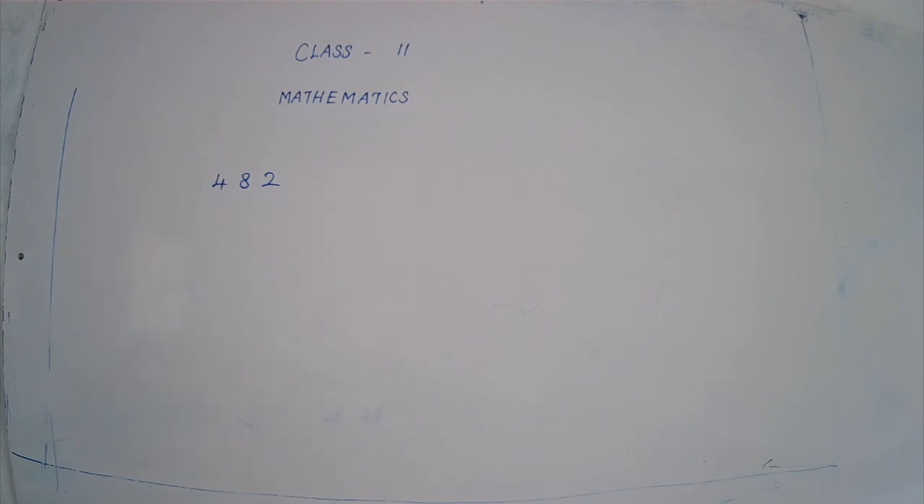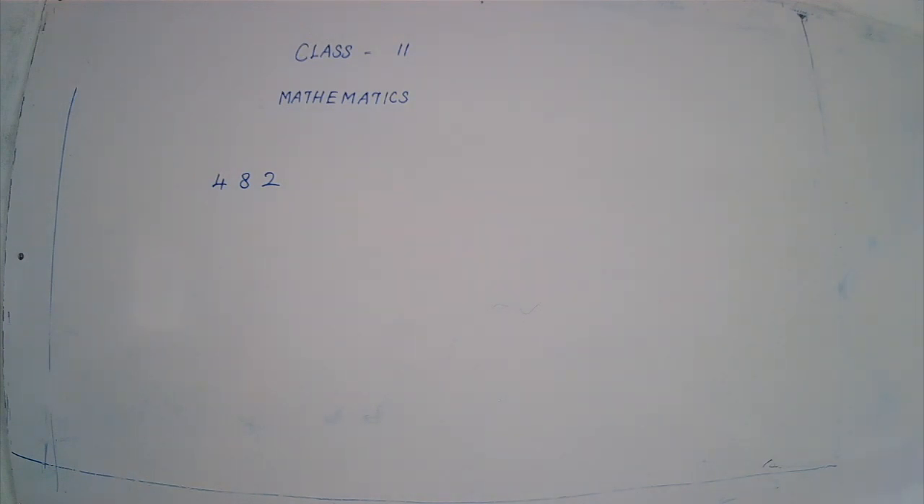482. And should not be used between hundreds and ones. Hundreds, ones-ukkum naduvil "and" use pannakoodadhu. Okay children, okay done.